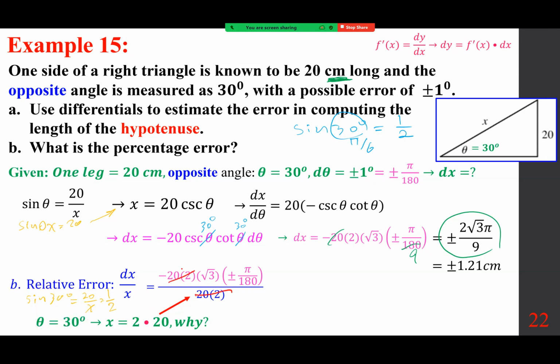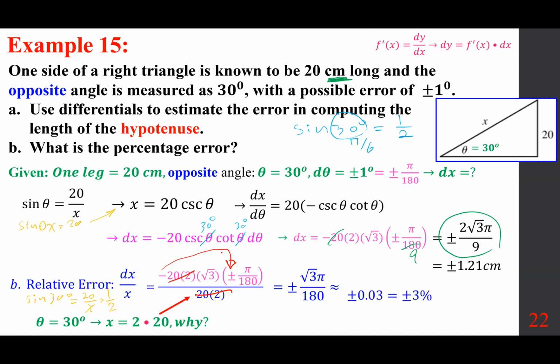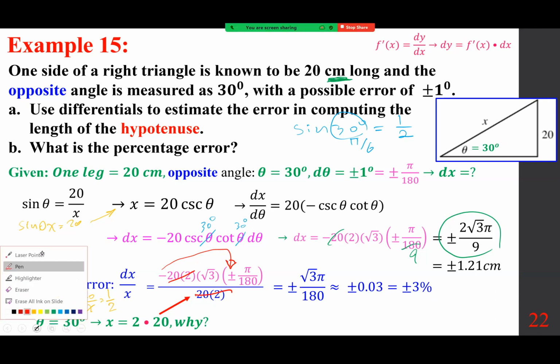This goes away. This goes away. So we have plus or minus. Although we have a negative sign, please understand when you multiply by this one, it becomes minus plus, which is still plus or minus in essence. Okay, minus plus or plus minus, square root of 3 pi over 180. And now you can use a calculator, roughly plus or minus 0.03, or plus or minus 3%. Again, as far as the number of decimals, you want to pay attention to the way they ask you.